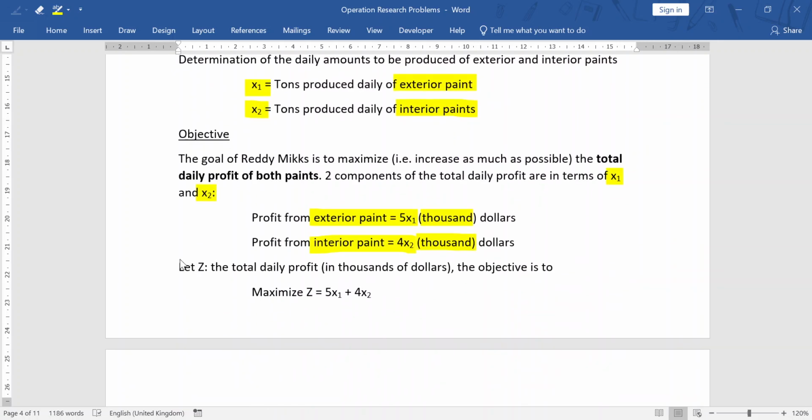Now let's find the objective function on which we need to work. Let's say Z is the total daily profit. The maximized total daily profit we will get by solving this equation. Z is the figure in thousands of dollars, and the objective is to maximize Z equal to 5x1 plus 4x2. 5x1 is the profit from exterior paint and 4x2 is the profit for interior paint. If we sum up the figures, Z is equal to 5x1 plus 4x2.